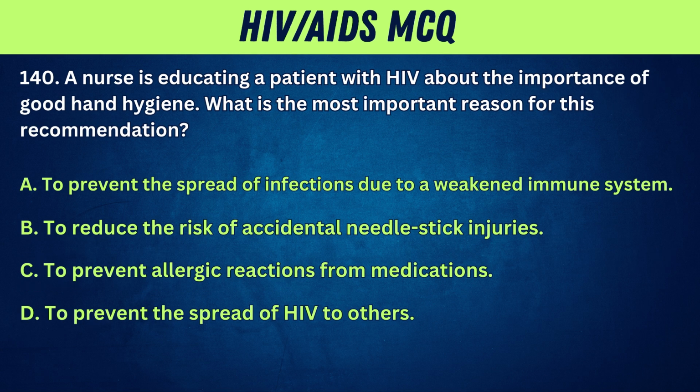140. A nurse is educating a patient with HIV about the importance of good hand hygiene. What is the most important reason for this recommendation? A. To prevent the spread of infections due to a weakened immune system. B. To reduce the risk of accidental needle stick injuries. C. To prevent allergic reactions from medications. D. To prevent the spread of HIV to others.